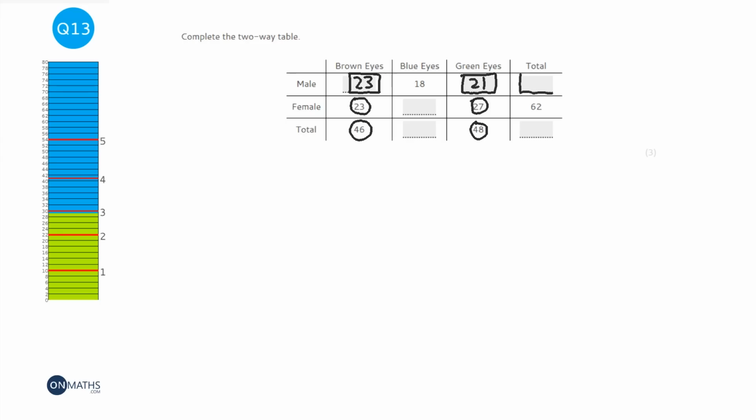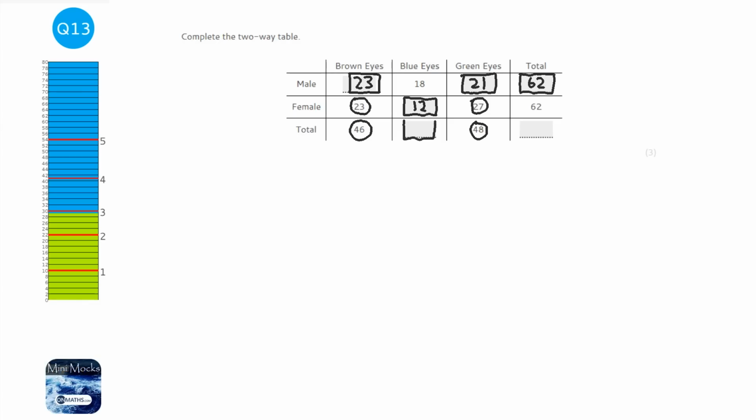Now if we have a look at this one, we have 23 males with brown eyes, 18 males with blue eyes, and 21 males with green eyes. And we assume that there weren't any others because they're not in the table. So we add those together, and that gives us 62 in total. And let's have a look at this one maybe. So we've got 62 females altogether, and we've got 27 of them have green eyes, and 23 of them have brown eyes. So we take the 23 and the 27 away from 62, and that leaves us with 12. And we can just check that. We can do 23 plus 12 plus 27, and it equals 62. So we know that's right.